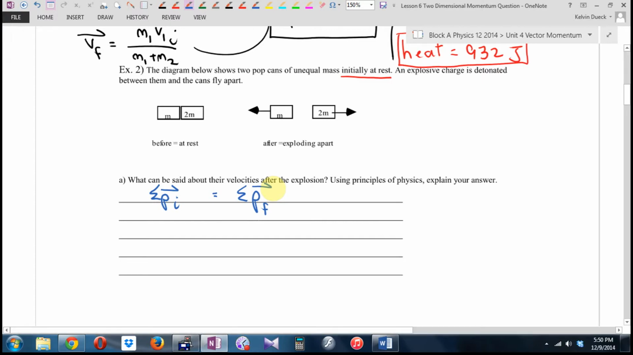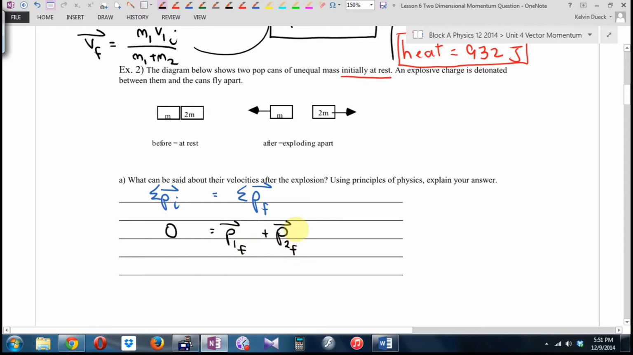Before the explosion, what's moving? Mass 1, mass 2, or both? Oh, neither. So what's my momentum before the explosion? 0. After the explosion, what's moving? Mass 1, mass 2, or both? Both. Stuck together or separate? Separate. Momentum 1 final, momentum 2 final.